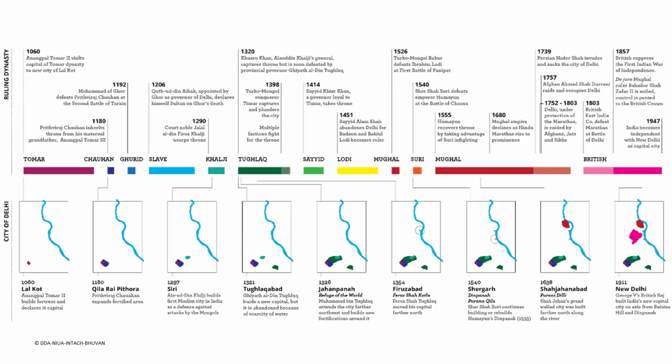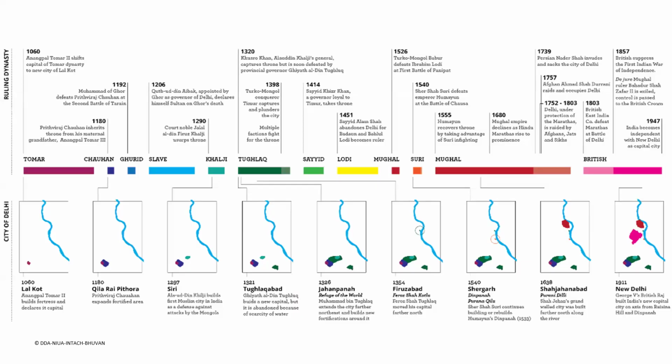Then further, 1354 Firozabad, 1540 Shergarh, 1638 Shahjahanabad, which is Old Delhi, where the Red Fort is, and 1911, the imperial British capital of New Delhi. So this is how it has grown. Lal Kot, Qila Rai Pithora is the area. 1180 is where the Qutub Minar is, and again 1638 Shahjahanabad. Near Shergarh we have the Old Fort and also Humayun's Tomb.